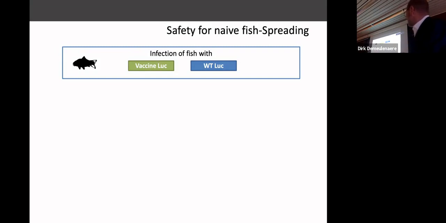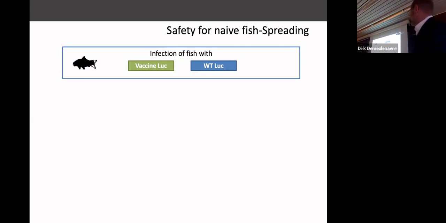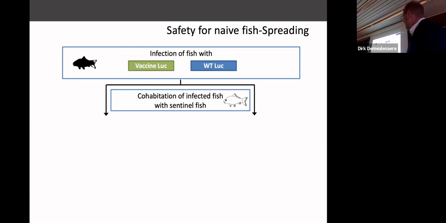We took some fish, the black fish, and we inoculated them by bath, mimicking a vaccination, either with the wild type Luc or the vaccine Luc, right? So you take this fish, two separate tanks. One, you vaccinate them with the vaccine expressing Luc, the other one, wild type expressing Luc. And after, we will mix them with cohabitant sentinel fish. These will be the white fish. And these are the fish that we will analyze by IVIS to determine whether or not they were contaminated by the vaccinated or the wild type fish.